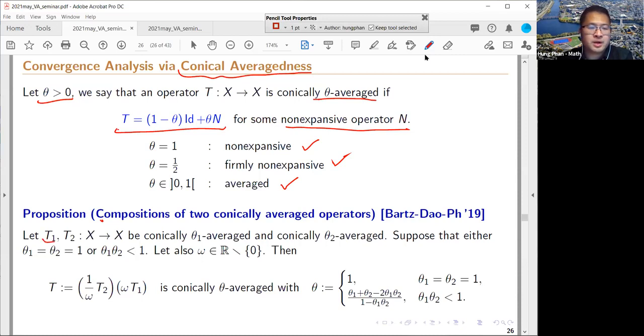And the analysis will be based on the composition of two conically averaged operators. If we have two conically averaged operators that satisfy a certain condition, then their composition T, with the incorporation of a parameter omega, will also be conically theta averaged. It doesn't matter the order of T1, T2; you can flip the position of T1 and T2, and we still have conically theta averaged with a certain parameter theta. And that is also a key property to develop the adaptive Douglas-Rachford algorithm for both monotone and comonotone operators.